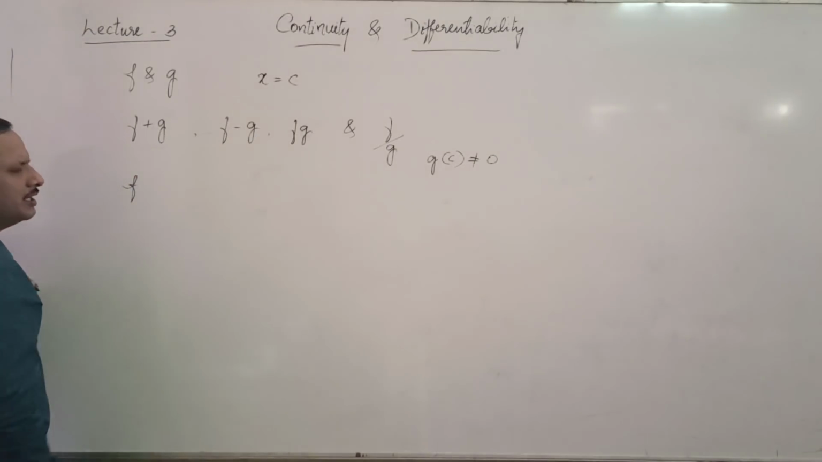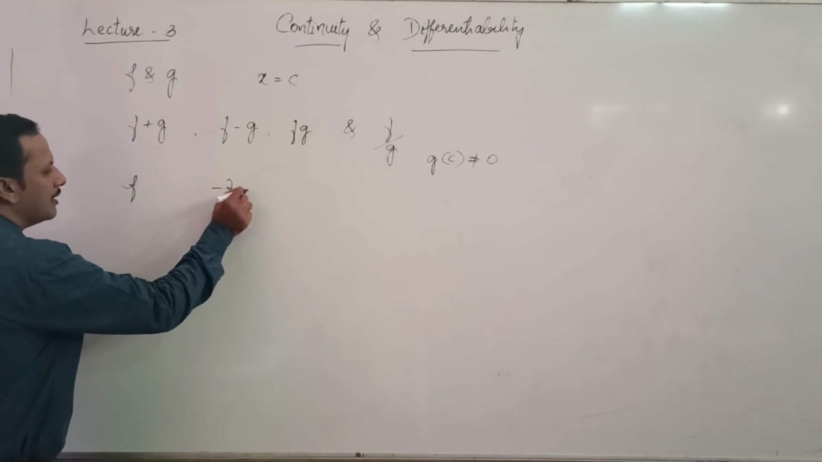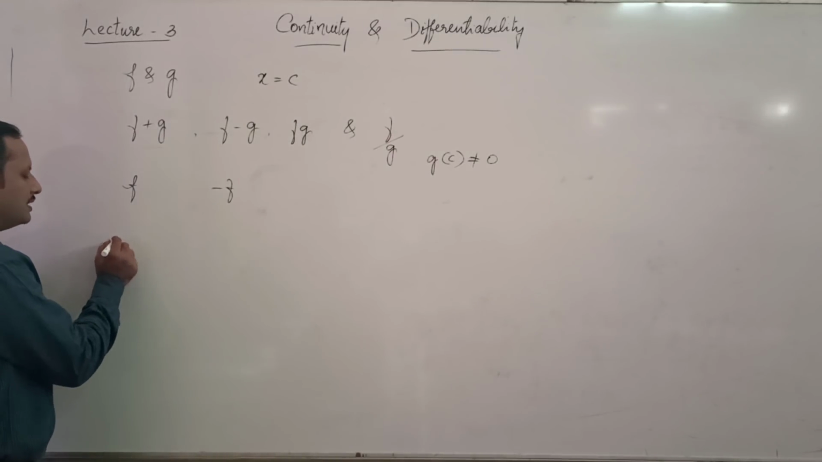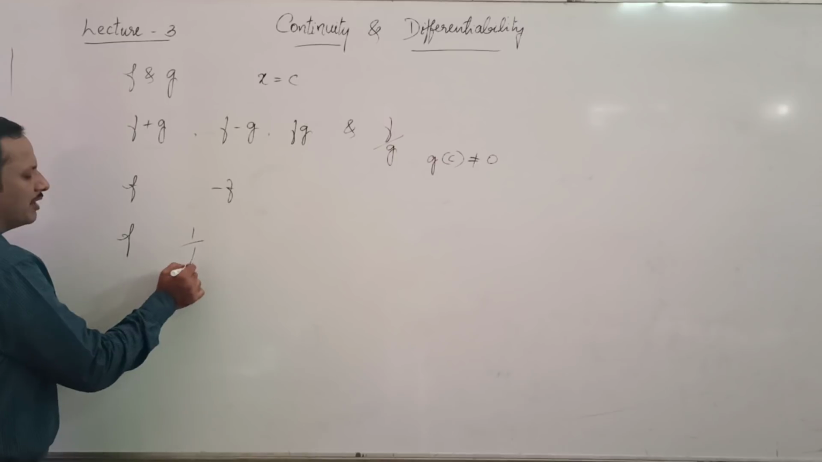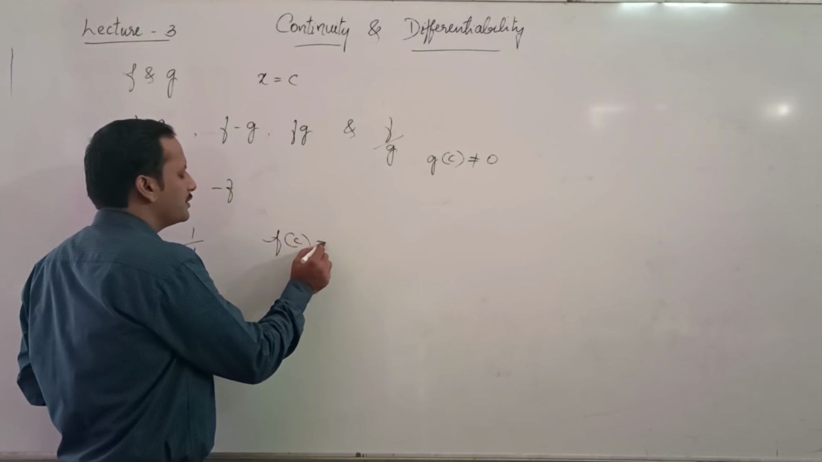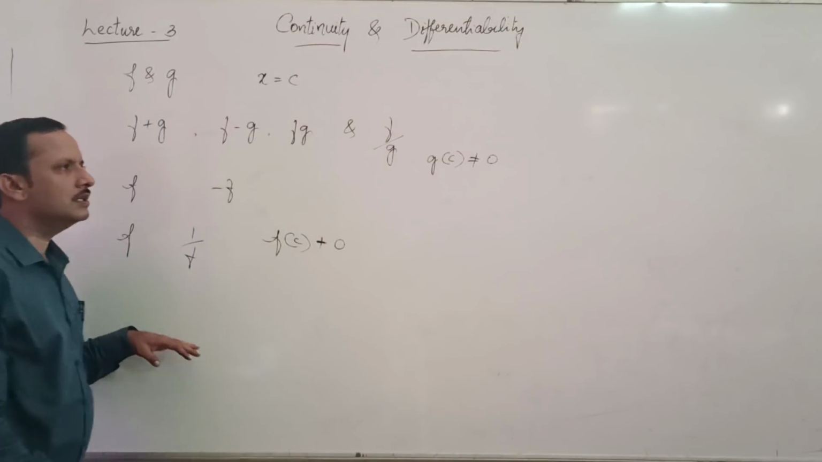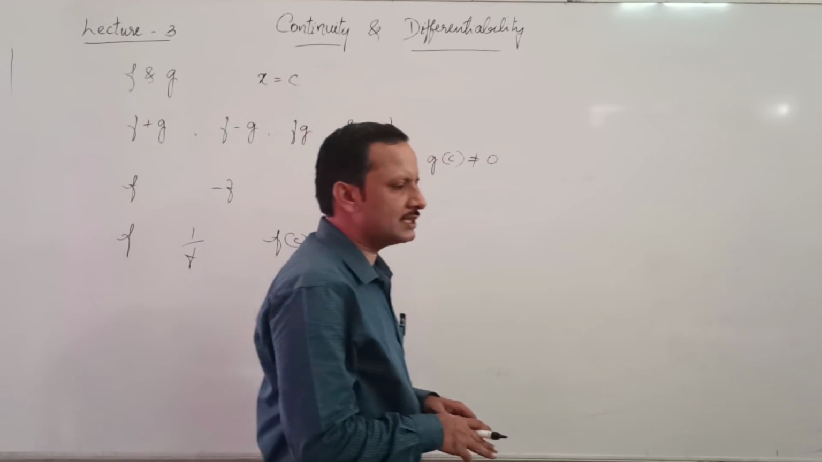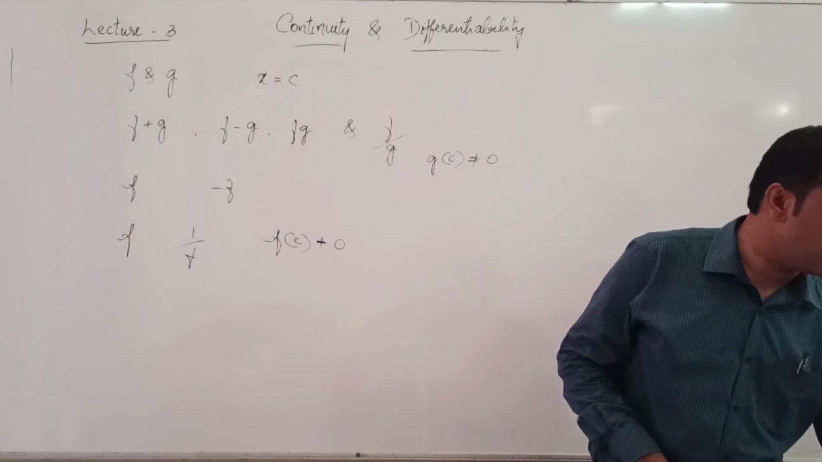Okay, and further I gave a note, that is, if f is continuous at c, then we can say minus f is also continuous at that point, and if f is continuous at c, then 1 by f is also continuous at c, provided f of c is not equal to 0. Okay. So based on these results, let us look at a few problems.